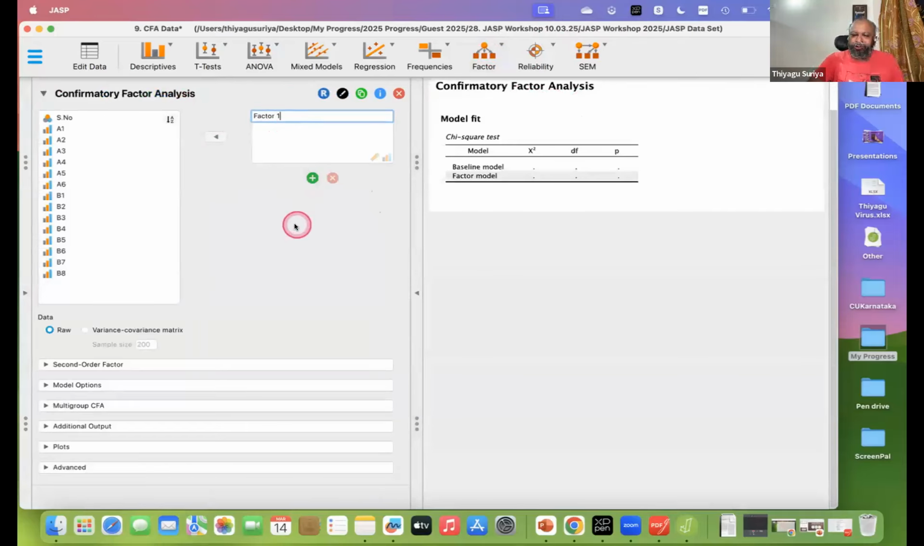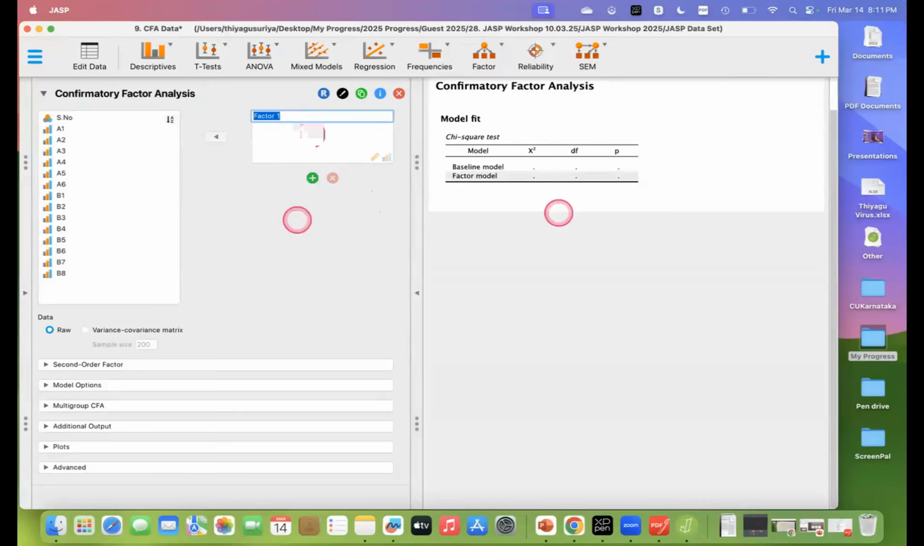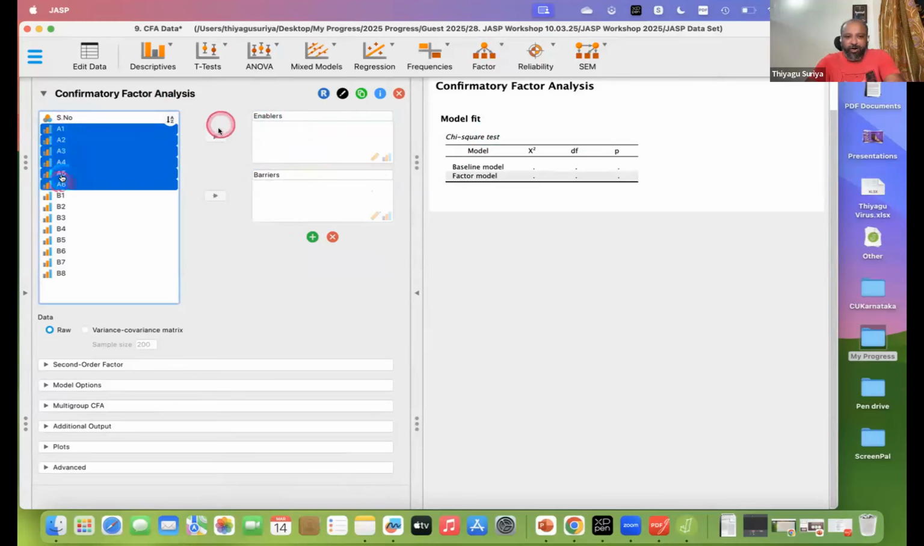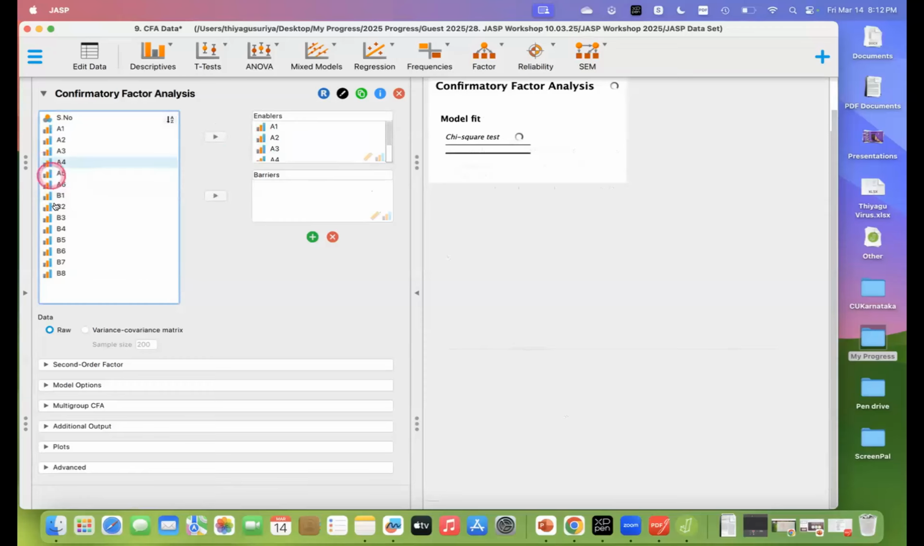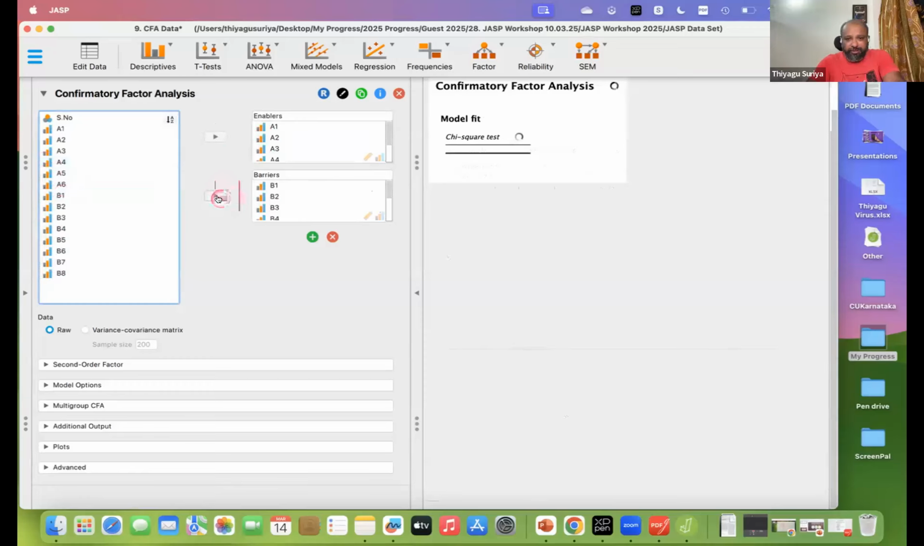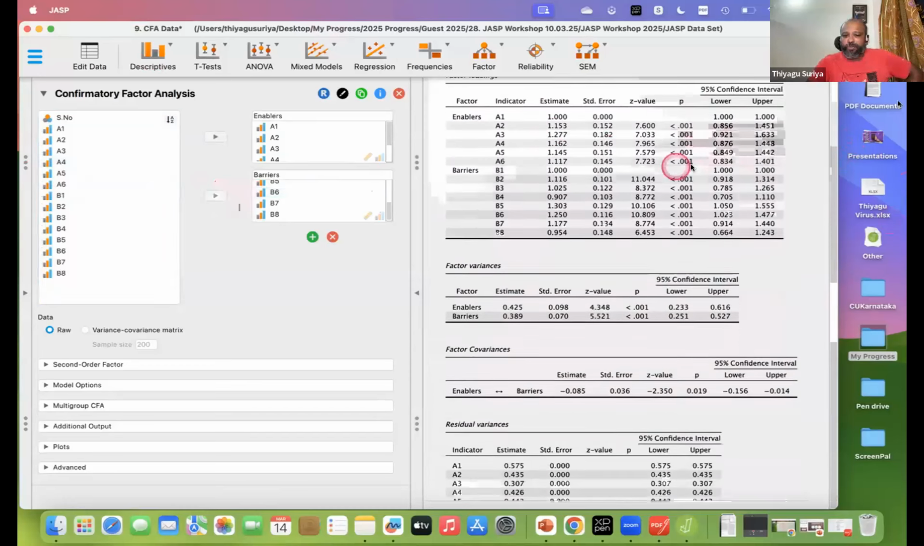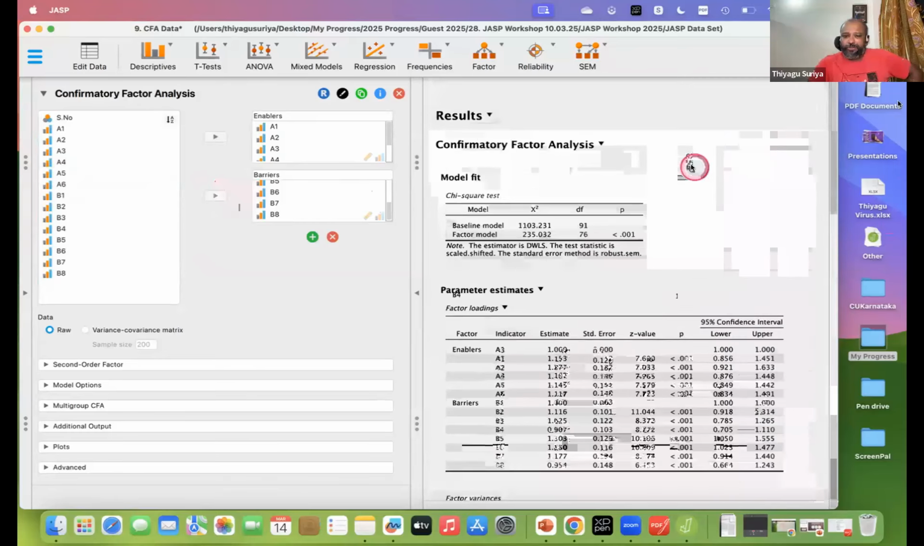So you can see factor 1, factor 2. What is my factor 1? The first dimension, enablers. What is the second dimension? Barriers. I'm just adding the barriers. Now I add the items. A1 to A6 is called enabler. B1 to B8 is barriers. Now I got the output, and I got the output very fast.